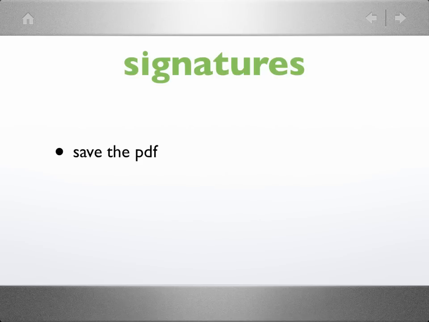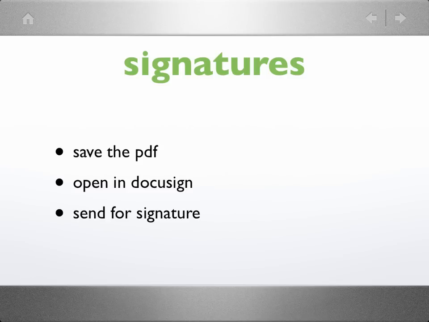This one actually is kind of simple, but basically you need to save a document as a PDF, then you need to open that up in DocuSign, and you need to send it for signature. This is not a DocuSign class, so I'm not going to get into exactly how you use DocuSign, but having that PDF saved in Evernote or in Google Docs or in Dropbox is part of getting it processed for signature.